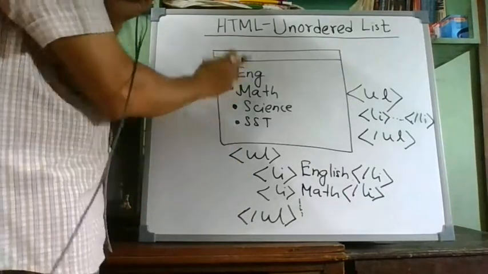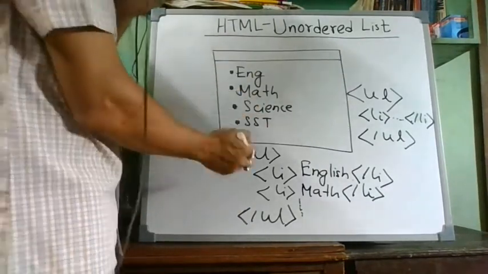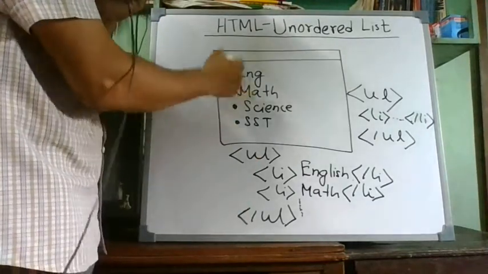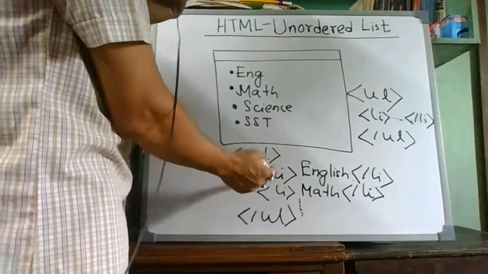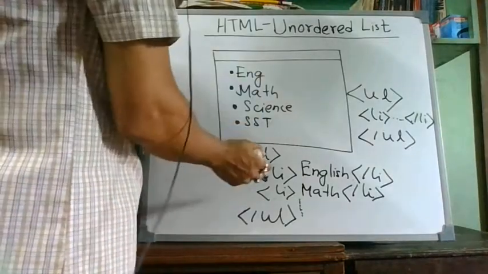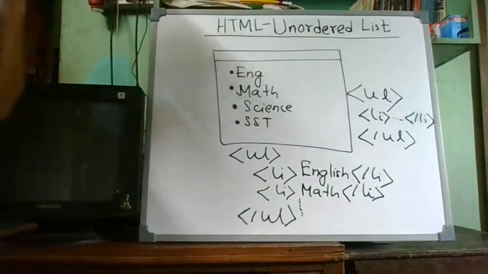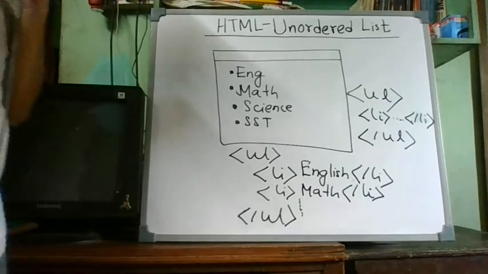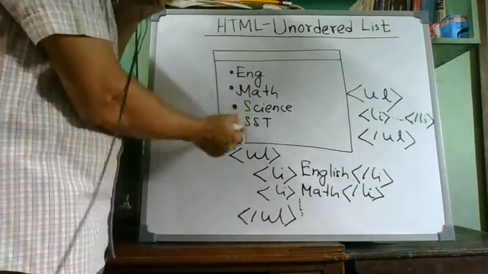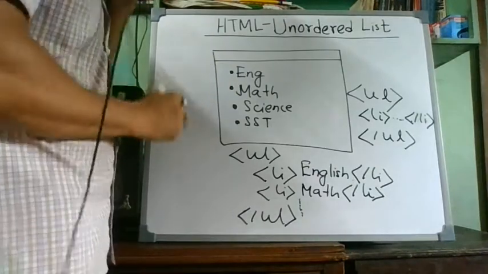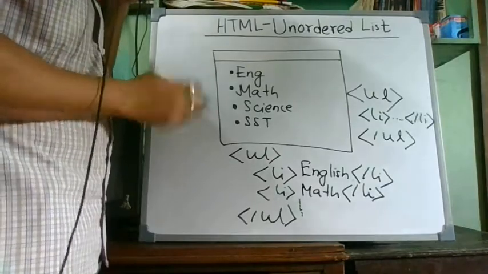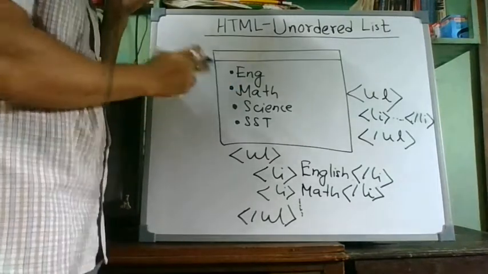So this list has been made by the starting and ending UL tag, and the items of the list are mentioned by the li tag within the UL tag. Like this, we can create the unordered list. Now you can see the unordered list is created with bullets. How many types of bullets are used and how we can change the bullets, that I am showing you.